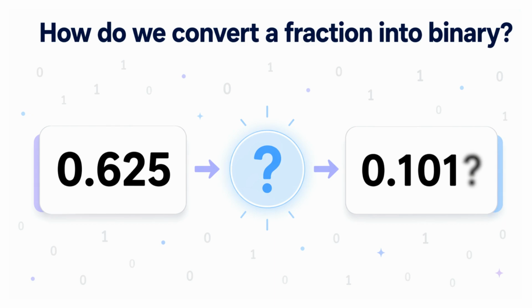Hello, friends! Have you ever wondered how a simple decimal number like 0.625 gets converted into binary? You know, those ones and zeros that computers understand? In this video, I'll show you exactly how that happens, step by step, with clear visuals. Let's dive in.